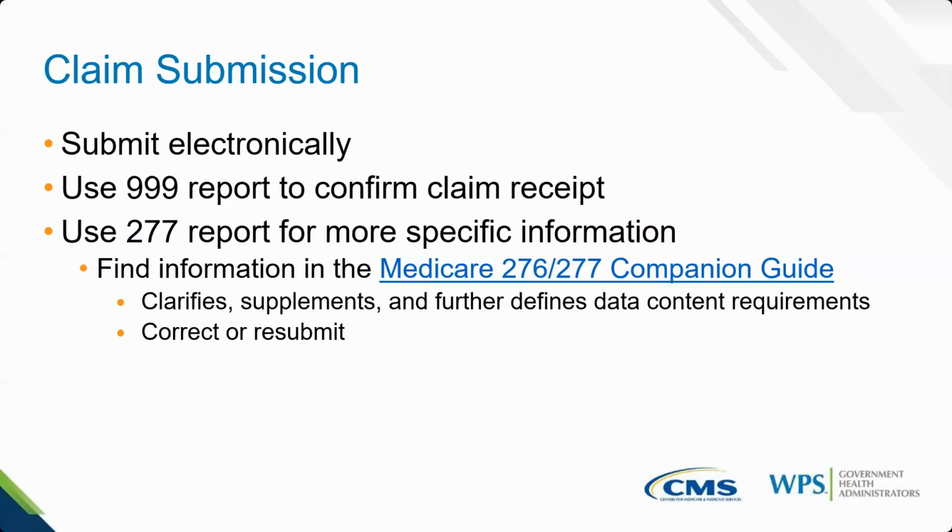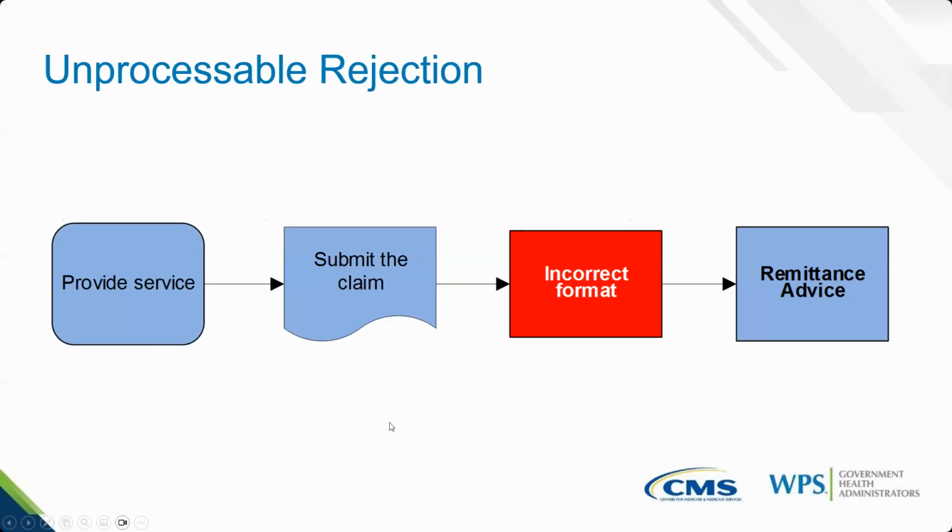Our electronic data interchange, or EDI staff, actually provides some very helpful information in companion guides. This will help clarify and further define the data content requirements for an electronic claim. Based on these reports, you will know if the batch is rejected and if you need to correct or resubmit those claims. Here is a simplified graphic that shows what happens to a claim when Medicare deems it as unprocessable. And unprocessable is another name for rejection.